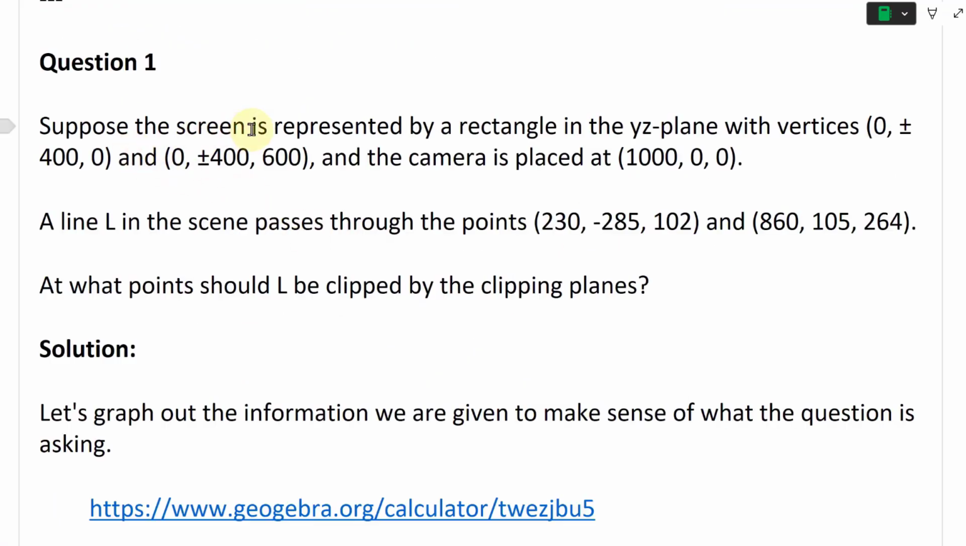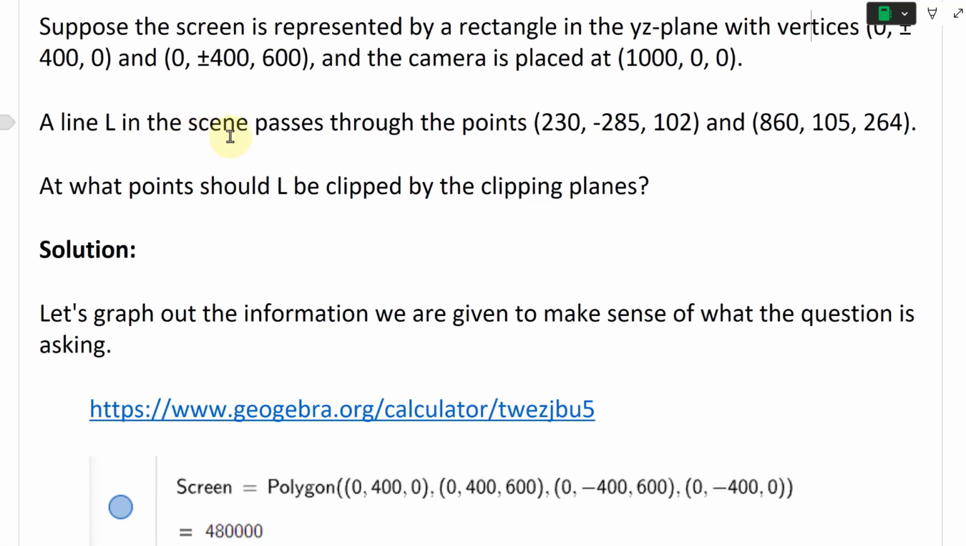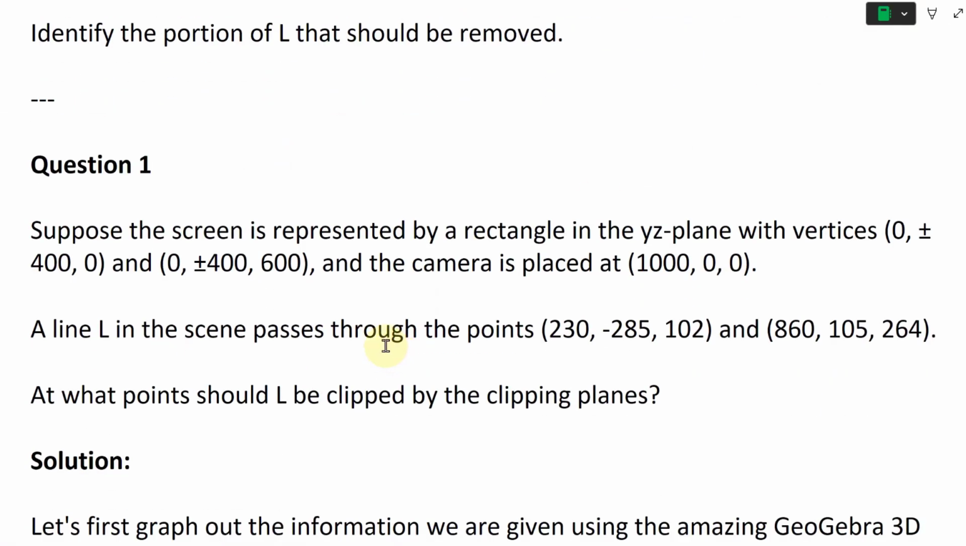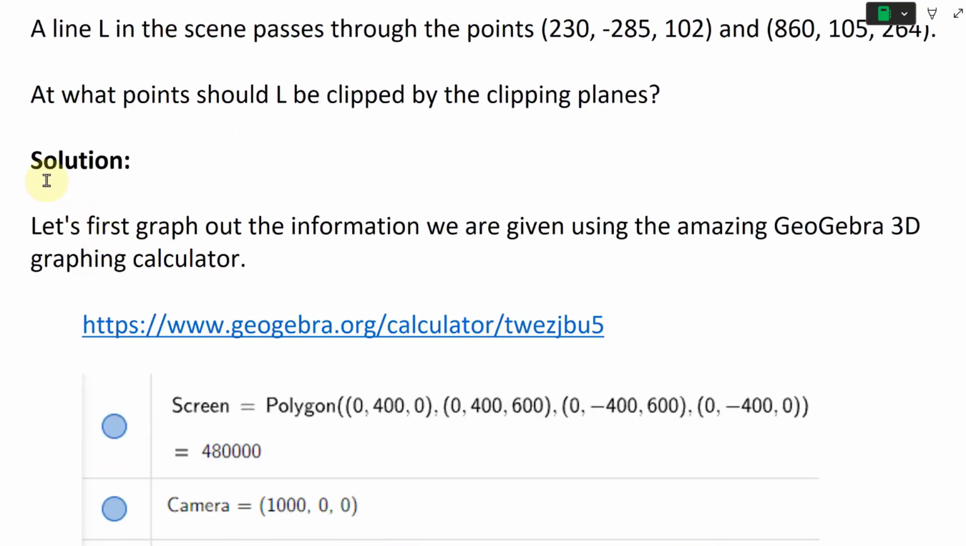Question 1: suppose the screen is represented by a rectangle in the YZ plane with vertices (0, ±400, 0) and (0, ±400, 600), and the camera is located at (1000, 0, 0). A line L in the scene passes through the points (230, -285, 102) and (860, 105, 264). State at what point L should be clipped by the clipping planes. Alright, so let's take a look at the solution.